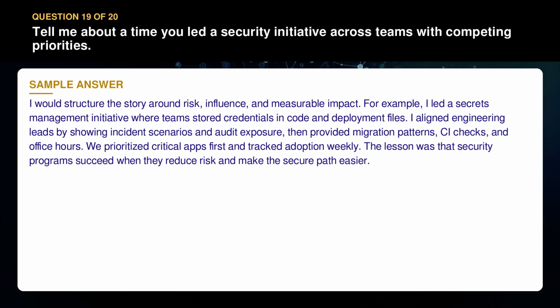I would structure the story around risk, influence, and measurable impact. For example, I led a secrets management initiative where teams stored credentials in code and deployment files. I aligned engineering leads by showing incident scenarios and audit exposure, then provided migration patterns, CI checks, and office hours. We prioritized critical apps first and tracked adoption weekly. The lesson was that security programs succeed when they reduce risk and make the secure path easier.